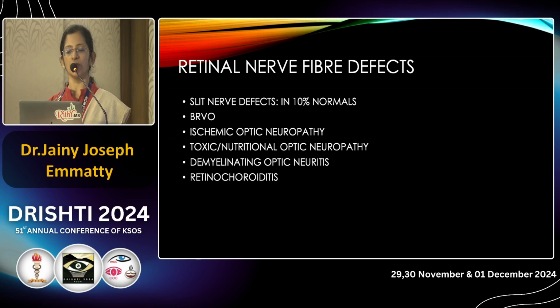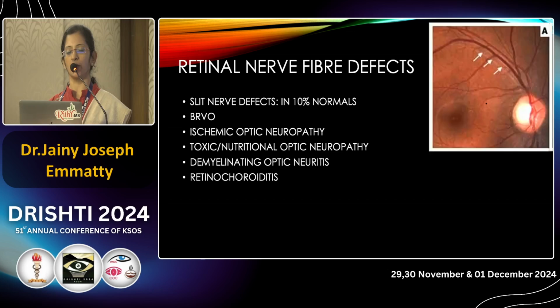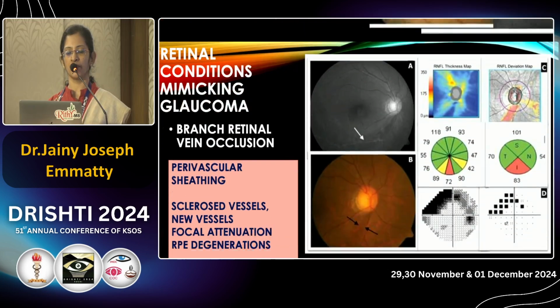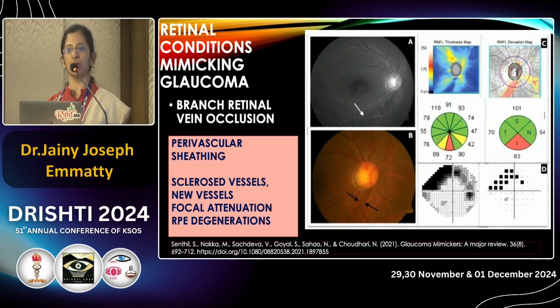The retinal nerve fiber layer defects are similarly seen in ischemic, toxic, and demyelinating causes, which can mimic glaucoma. Retinal conditions can also mimic glaucoma. Vascular occlusion is one, and glaucoma itself is a risk factor for vascular occlusion. We should examine the peripapillary retina for any perivascular sheathing, sclerosed vessels, new vessels, focal attenuation, and RP degenerations to rule out glaucoma.